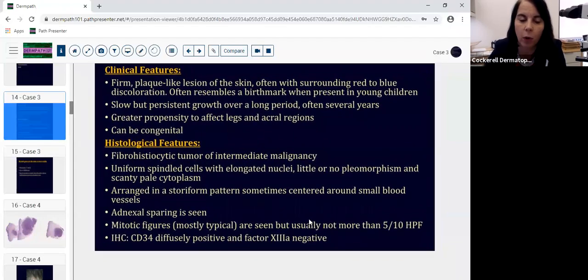Immunohistochemistry could be very important here. You would like to do a CD34 stain, which would be positive, and factor 13A would be negative, which would be reversed in a dermatofibroma. You would see in a dermatofibroma typically negative for CD34, and typically positive for factor 13A, but there are always exceptions.